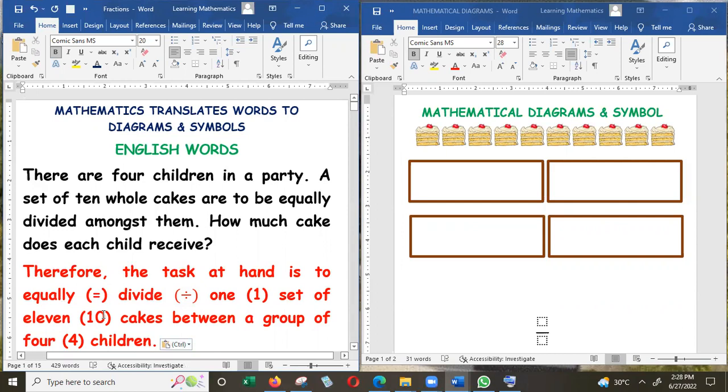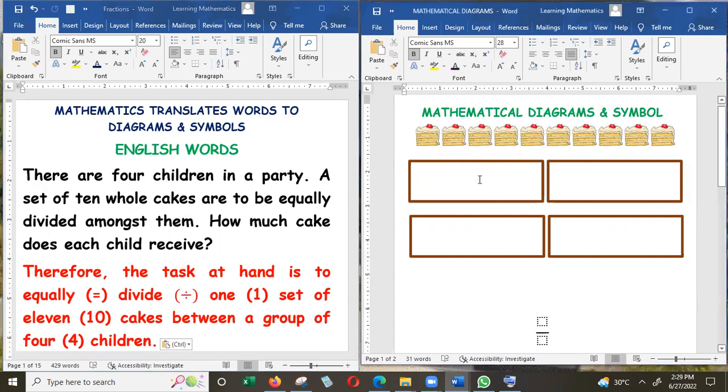Okay. Now, we can also use diagrams to translate words. So instead of writing the word cake, C-A-K-E, we can just draw a diagram, and when we see this diagram, we say cake. So you have 1, 2, 3, 4, 5, 6, 7, 8, 9, 10, a set of 10 cakes. And each rectangle here can be used to represent a child. So you have a group of 1, 2, 3, 4 children. So you want to equally divide a set of 10 cakes amongst a group of 4 children.